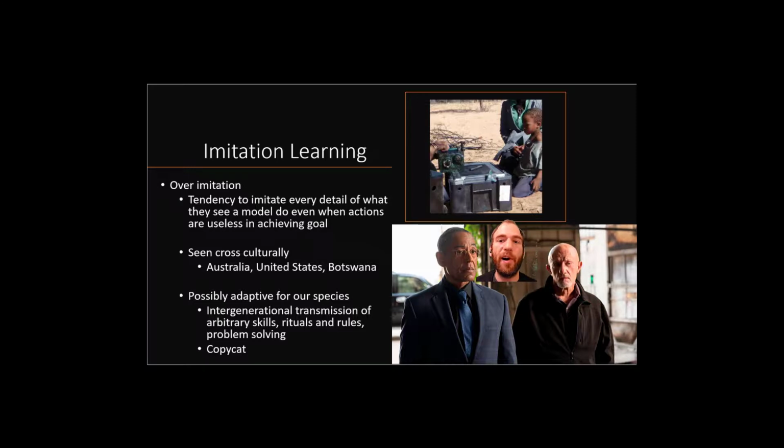So they're picking up on every little detail that the caregiver, the experimenter, or whoever is doing to open the box. And why does that happen? Because it's possibly adaptive for our species. It's an intergenerational transmission of arbitrary rules, rituals, and problem-solving skills, a copycat effect. So we have culture and we have just random stuff that we make up that we think is useful. It's arbitrary rules, rituals. And one way that that's passed down is by children imitating. And often experimenters can manipulate that and make it ridiculous and do all kinds of gestures before performing a task. And you can see that in the video.